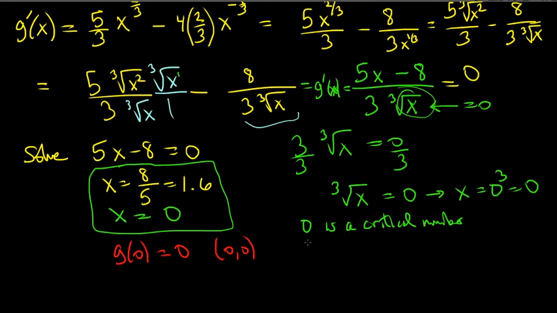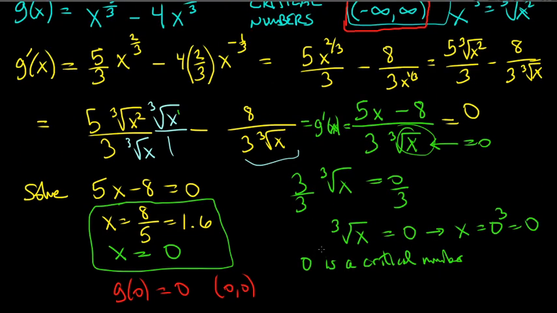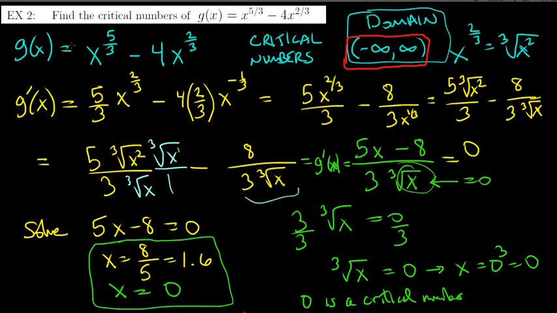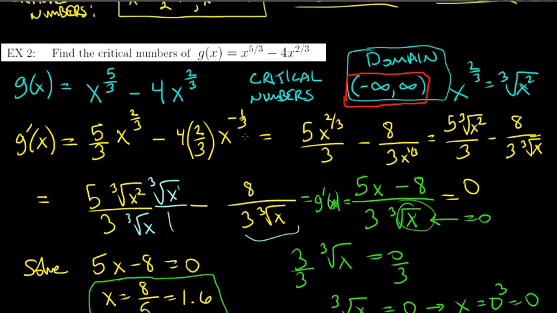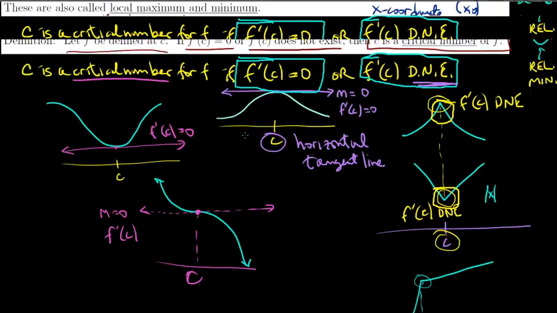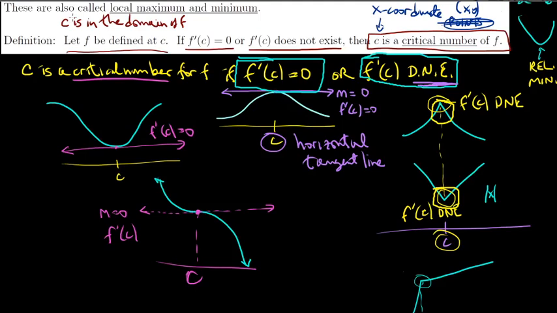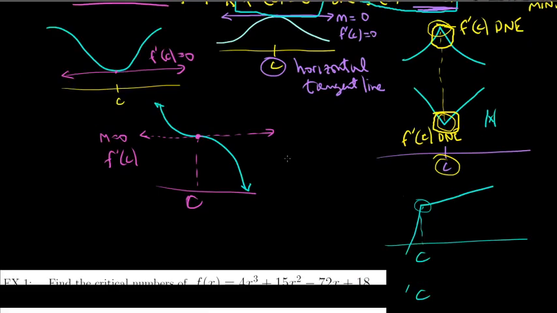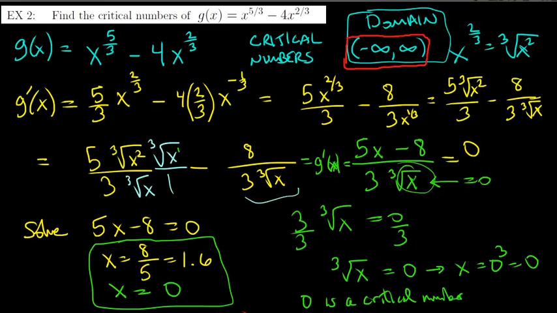So yeah, if the derivative fails to exist, but the original function does not exist either, then it's not a critical number, right? Remember, a critical number, going way back up here, has to be in the domain of the function, the original function. It might not be in the domain of the derivative, but it has to be in the domain of the original function. And here 0 is, right?